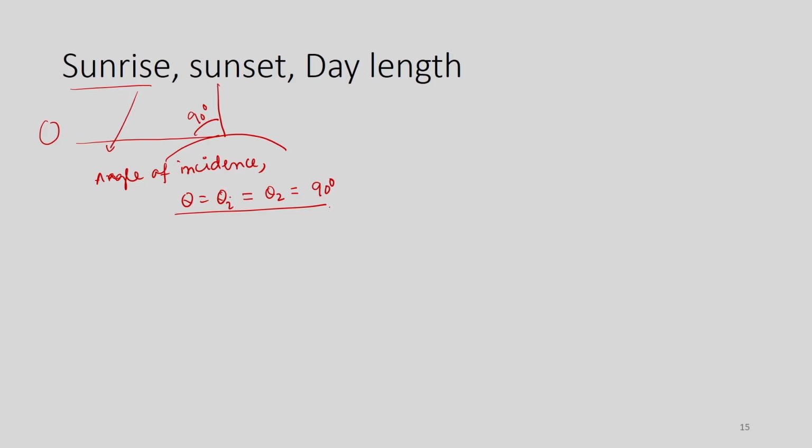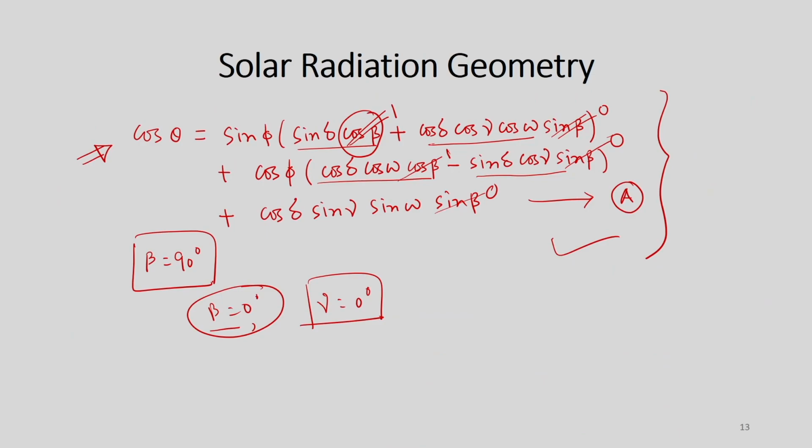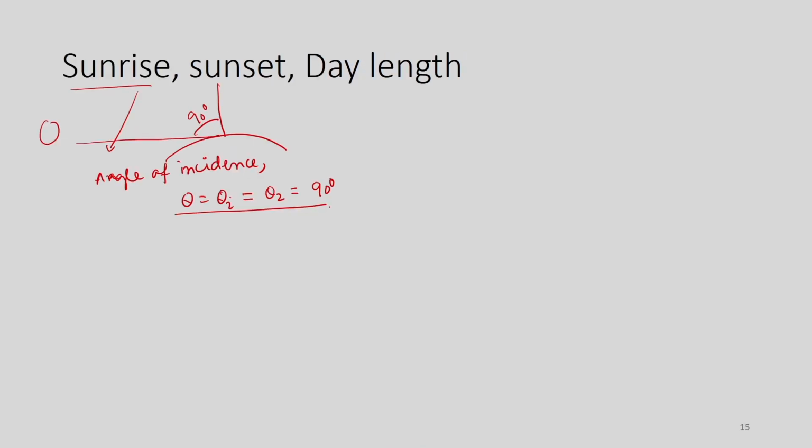Now if we substitute this value in the original equation A, which is a function of all the angles, what we will get is cos theta I equal to 0, which is equal to cos of phi, then cos of delta, and cos of omega s, plus sine of delta and sine of phi.